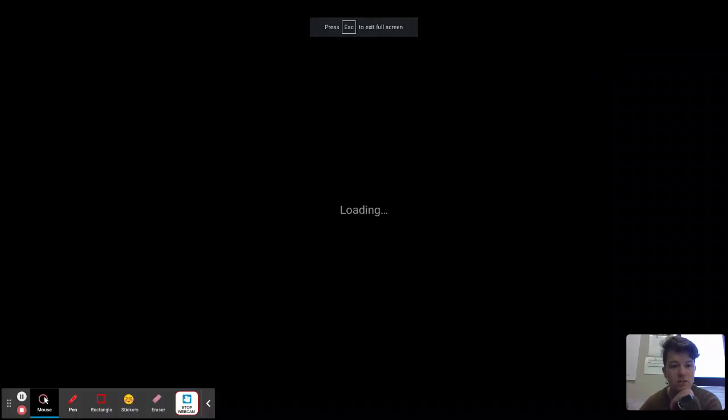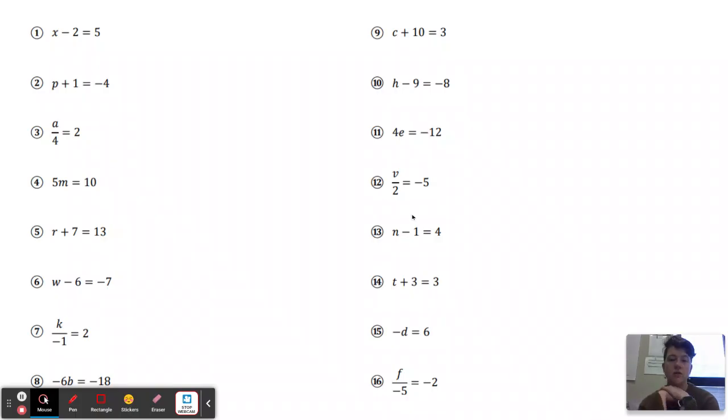Hey mathematicians, we're going to do a quick review of solving two-step equations as well as what it looks like when we make tape diagrams of those equations. So I'm going to do a couple of these with you and then I will let you guys do your own thing. Question number 1 says x minus 2 equals 5.